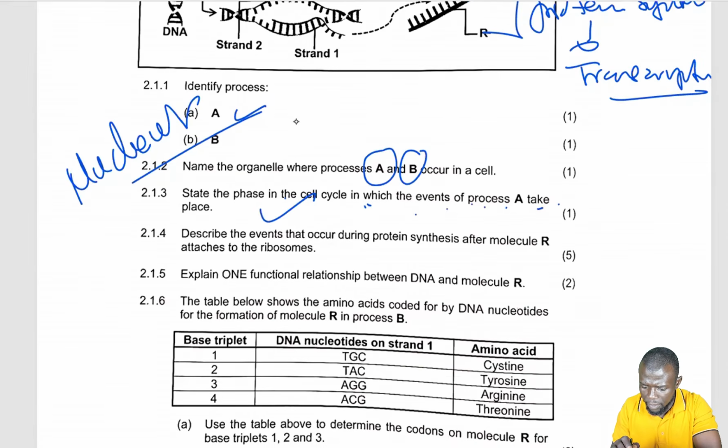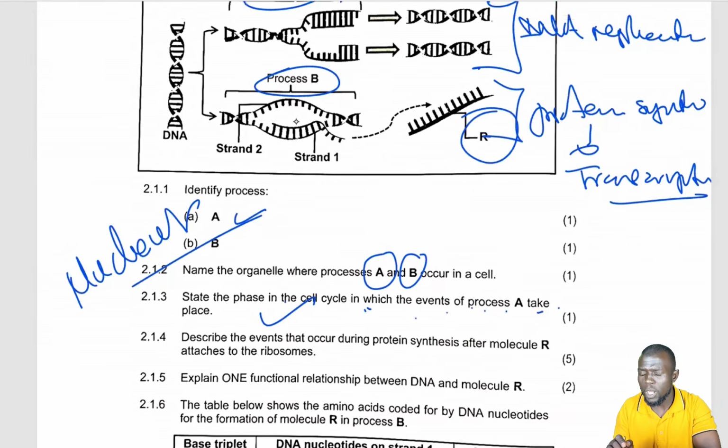Done with that. Describe the event that occurs during protein synthesis after molecule R attaches to the ribosome. If R is messenger RNA, they're asking you to describe the process of translation. You must have the distinction material book; you'll be able to answer all these questions simply. According to the RNA codon, the transfer RNA with the complementary anticodon will bring the required amino acid to the ribosome. The amino acids are joined together by peptide bonds to form the required protein.